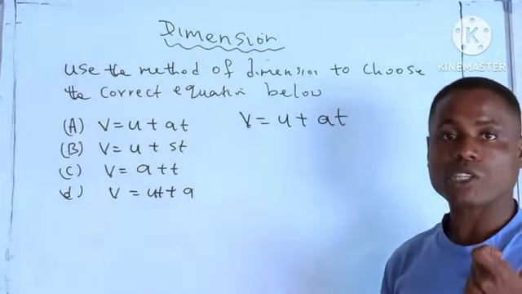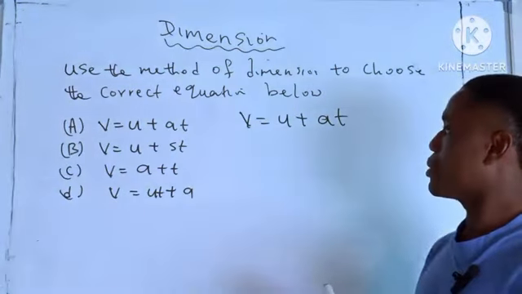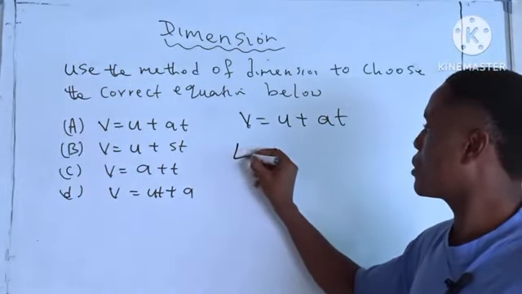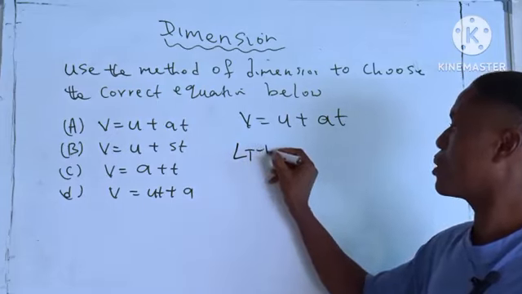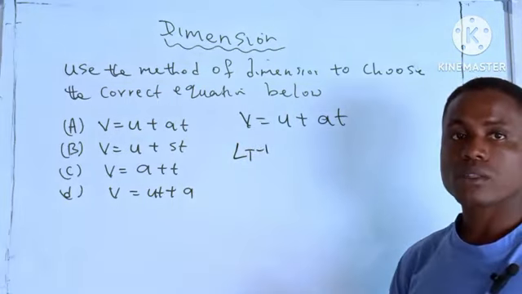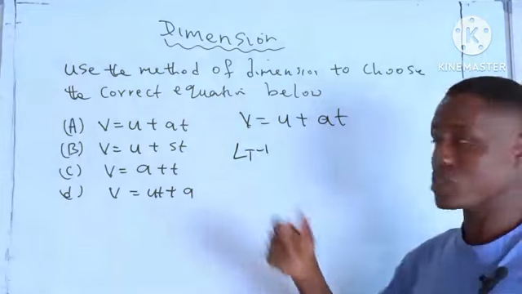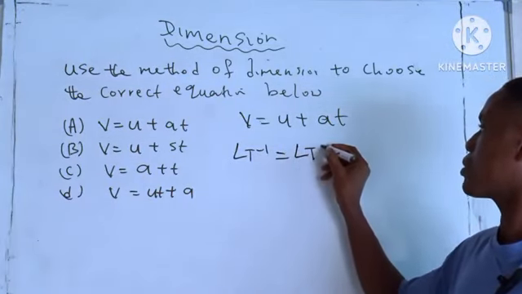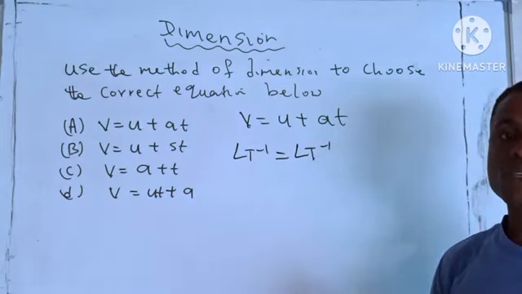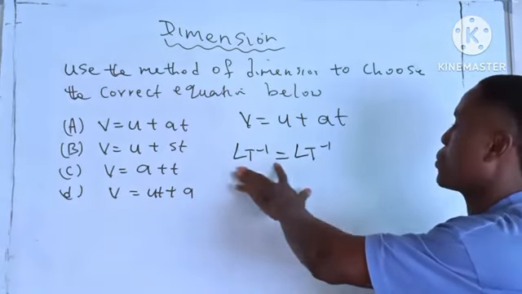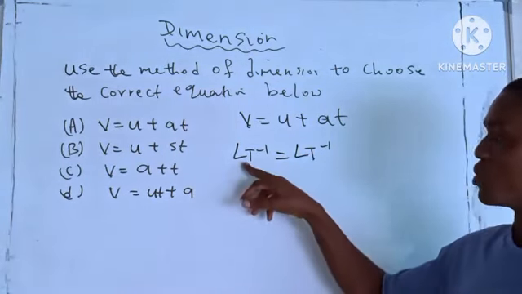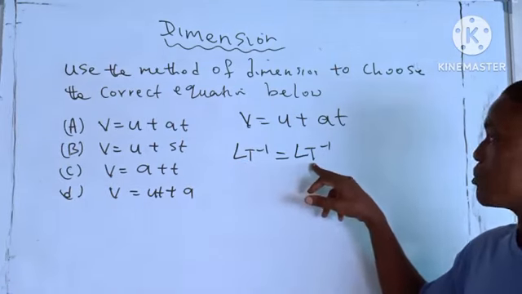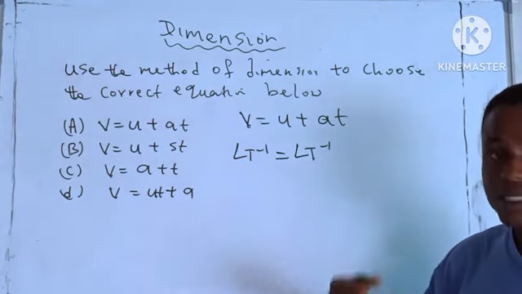We solve for the dimension of velocity, right? Which is LT raised to minus 1, if you check your book, right? This is the dimension of velocity. The same thing, this one too, the dimension of velocity, right? So we've gotten two dimensions, meaning this one is the same with this one, isn't it?